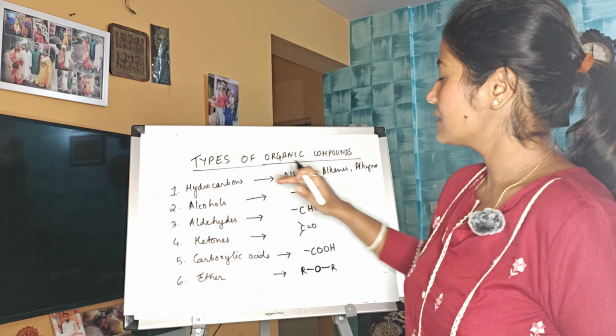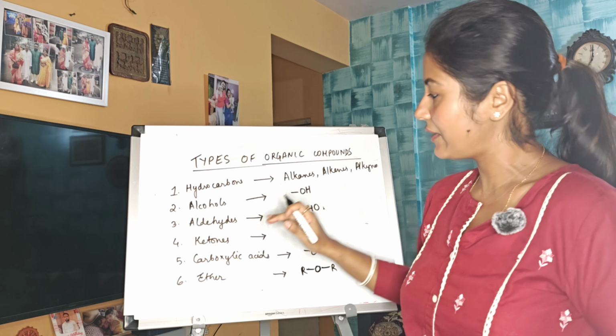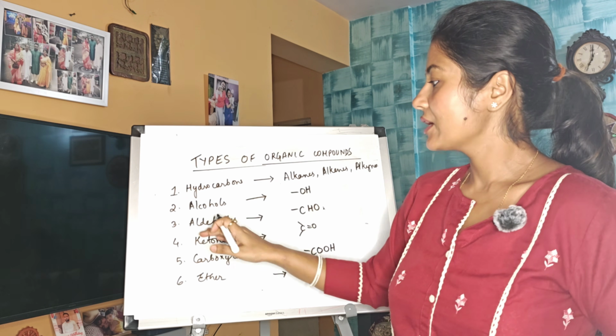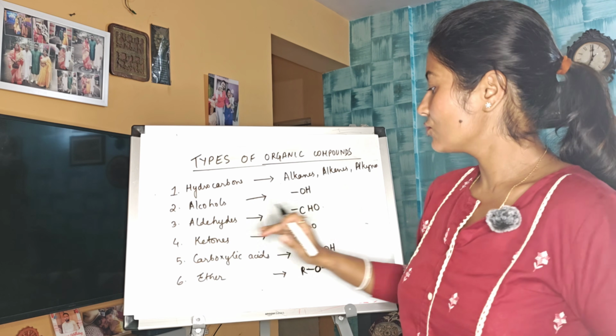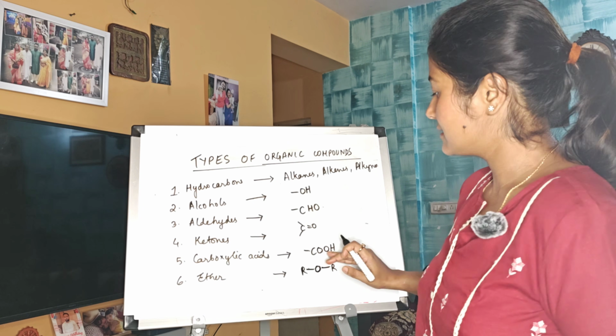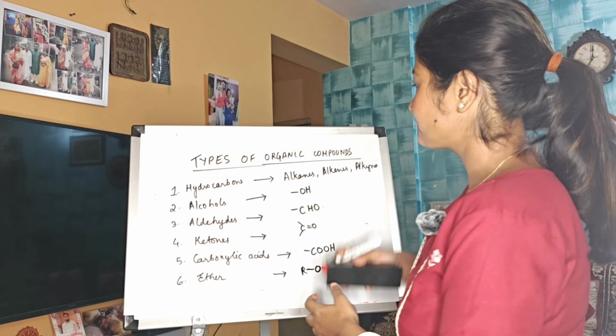So hydrocarbons, these may be of three types: alkanes, alkenes and alkynes. Alcohols, they are identified by this group OH. Aldehydes will be identified by this group CHO. Ketones by this group CO, carboxylic acids by COOH, and ether by ROR.